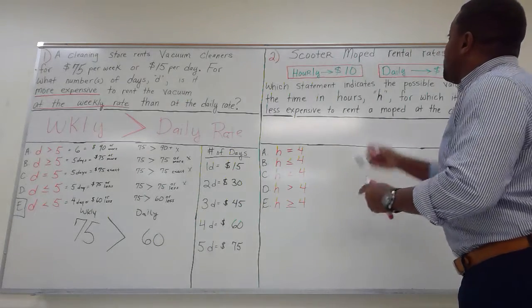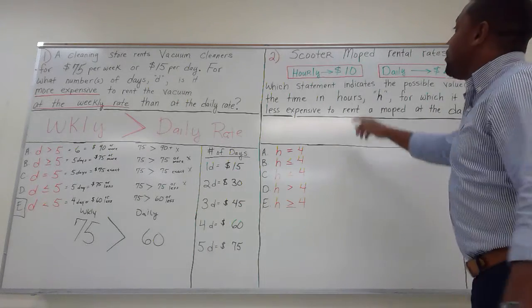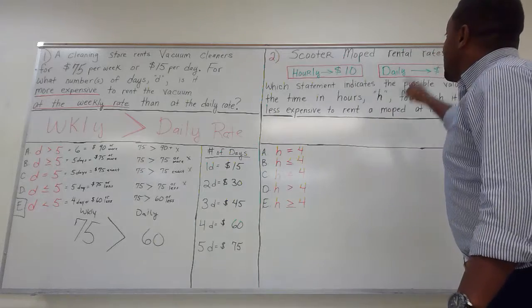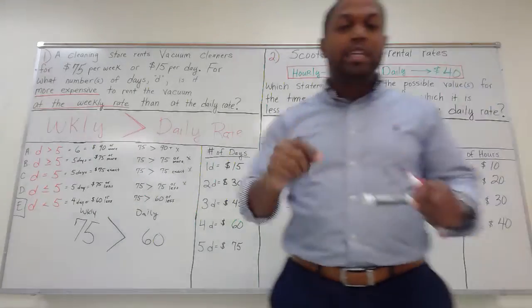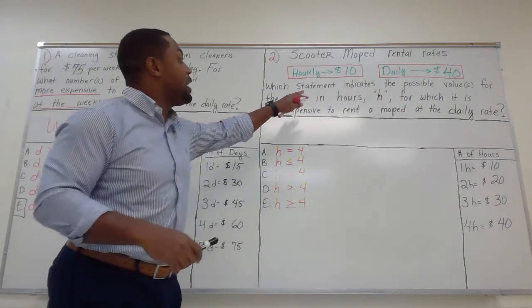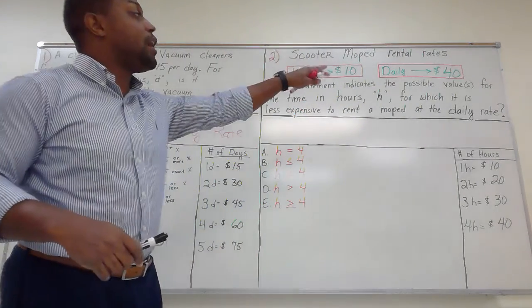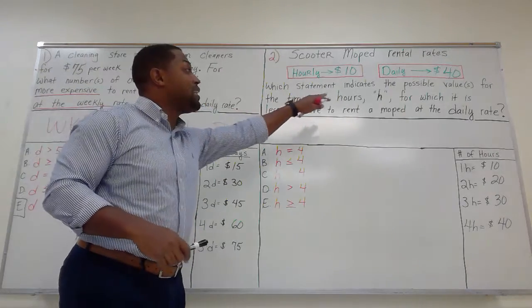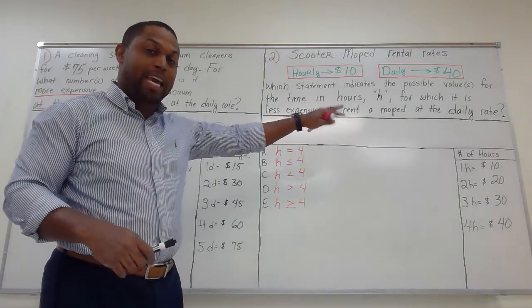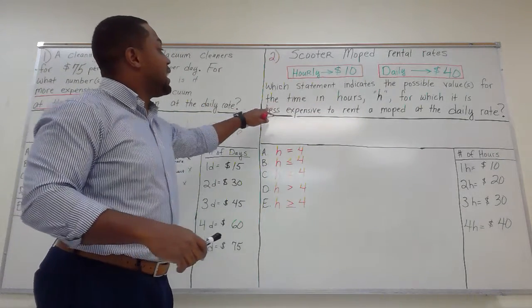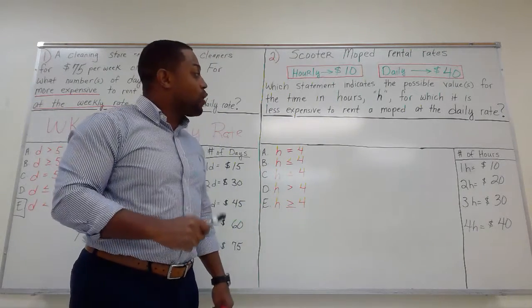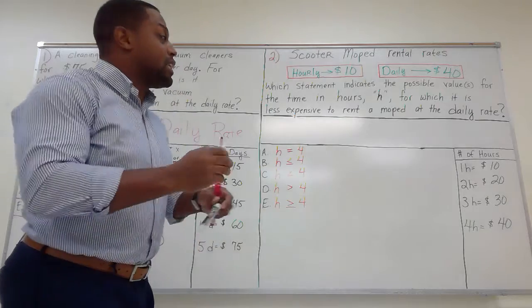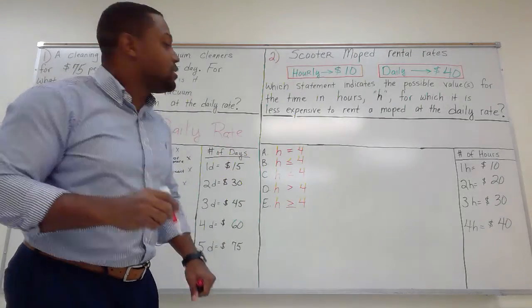We have a scooter moped rental rates. All right, the hourly rate is $10 and the daily rate is $40. And it says, which statement indicates the possible value or values for the time in hours, which is represented by H, for which it is less expensive to rent a moped at the daily rate. All right, once again, I'm looking for my sentence here.